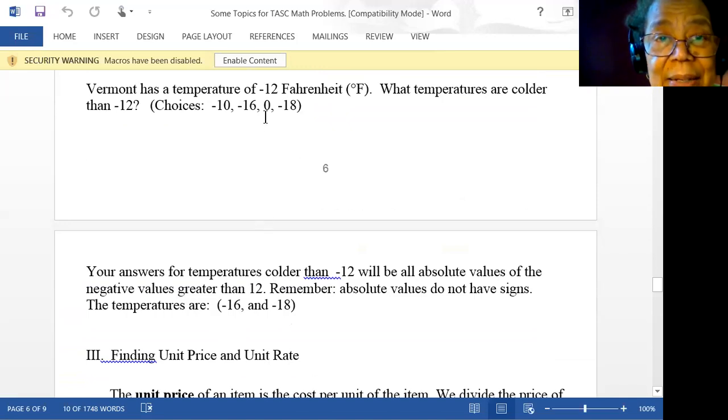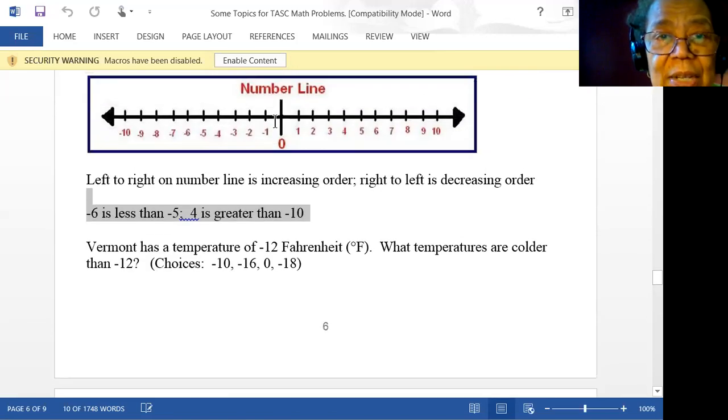0 is not, because remember, let's go back to the number line, 0. At the left here, you have negative. At the right, you have positive. So 0 is actually warmer than these negative ones, all right? But it would be colder than these positive ones, okay? So understand the number line. Even though the number may be negative and larger, it's actually smaller. So minus 10 is smaller than minus 7, all right?